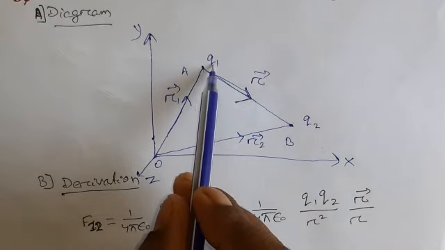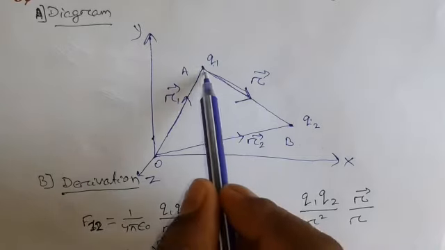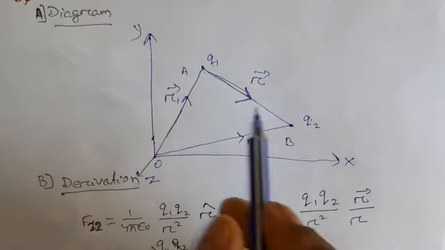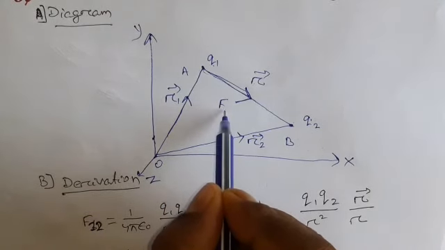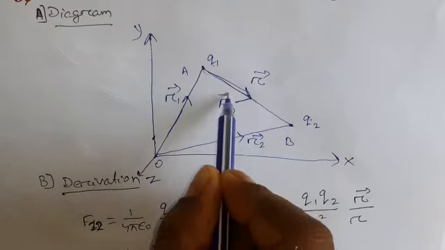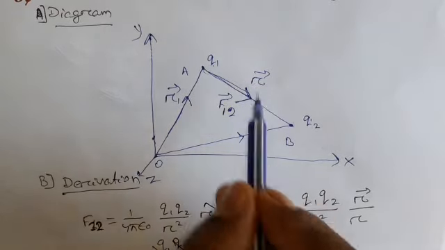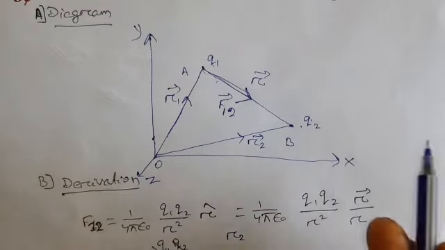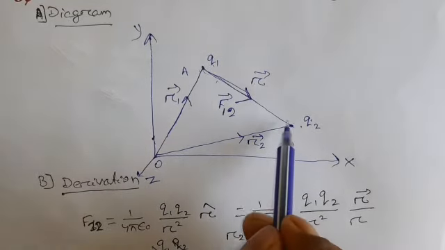Means the force on q1 due to q2 is in the direction of r vector. So I will write here, force on q1 due to q2 is in the direction of r vector, because q2 will attract q1. Similarly, q1 will attract q2.